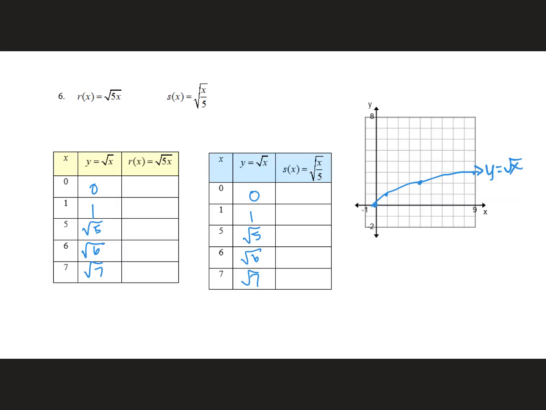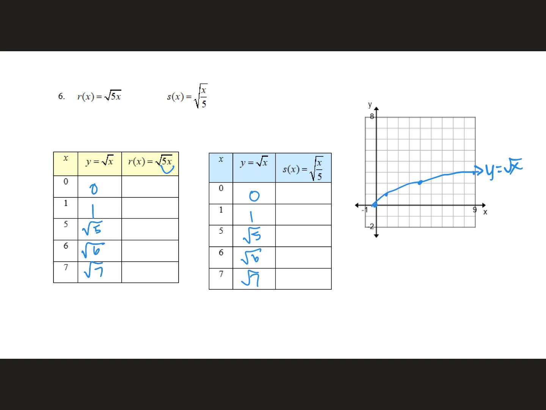So let's look at another example. This time we're looking at horizontal shrinks and stretches. Notice it's horizontal because it's in the square root with the x. And so let's think about what's going on here. We're actually affecting the x values by multiplying the x's by that value first. In reality, what we're really doing is multiplying the x by 5 and then taking the square root of it. So let's look at that.